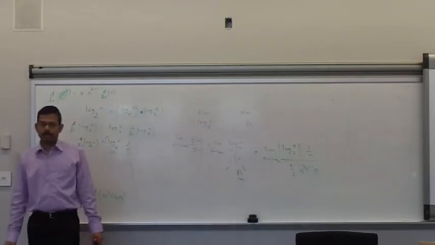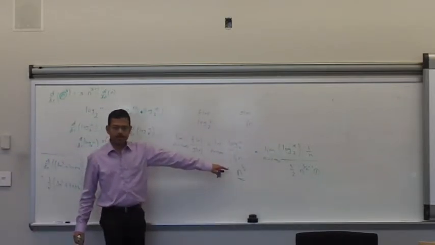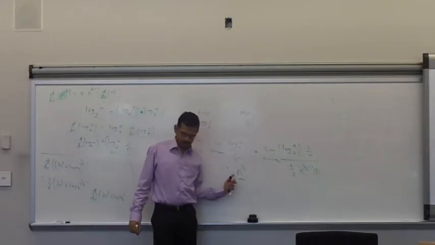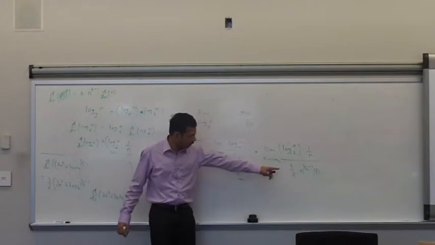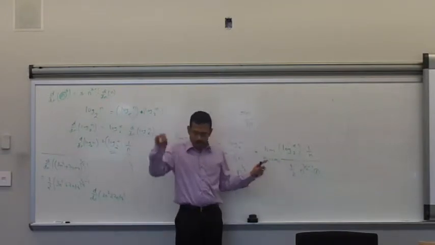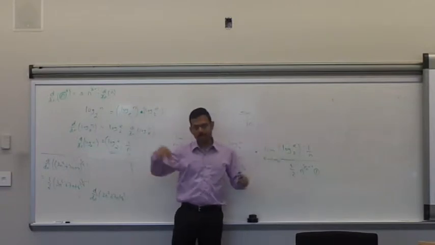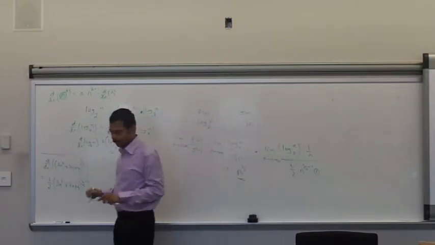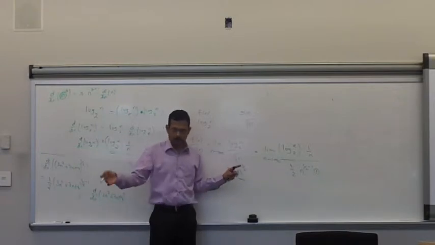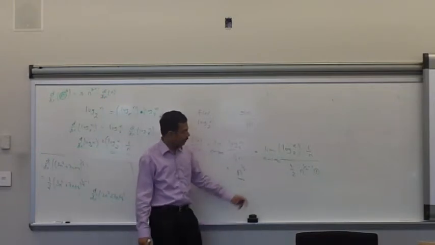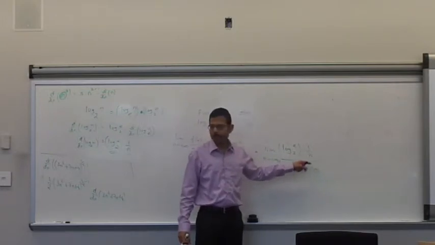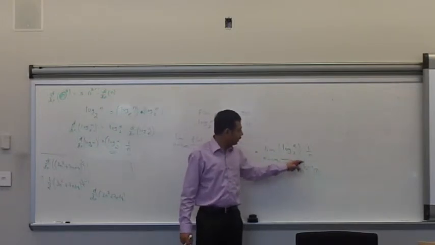Okay? Clear? How to differentiate n to the power half? The exponent comes before: half times n to the power, the exponent again is half minus 1. That's basic differentiation, times differentiation of the function, which is n here with respect to n. So differentiation of n with respect to n is 1.